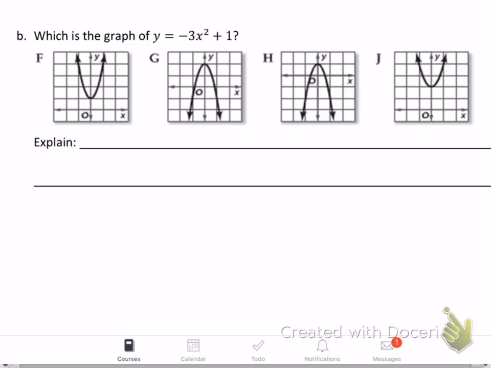So that's the transformations. These transformations happen for every single graph. If it's inside the parentheses and it shifts, then it moves left and right. If it's outside the parentheses, then it's going to move up and down. If the number out in front is big, then it gets narrow. If the number out in front is a fraction, then it gets wider. If it flips, then it flips over the x-axis. So all these things are the same.